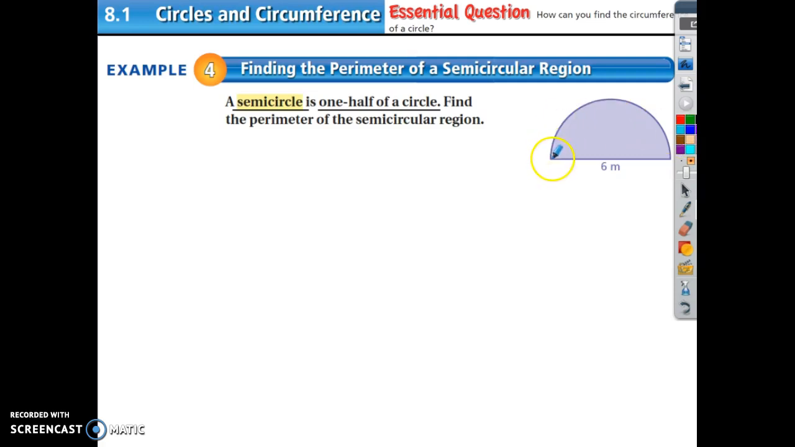So if I start at just one point on the outside of my shape, I can follow the outside around. There is half of a circle. Now I need to go across back to where I started, and now I've highlighted the whole figure. So to find the perimeter, I just need to find the distance of that highlighted line.